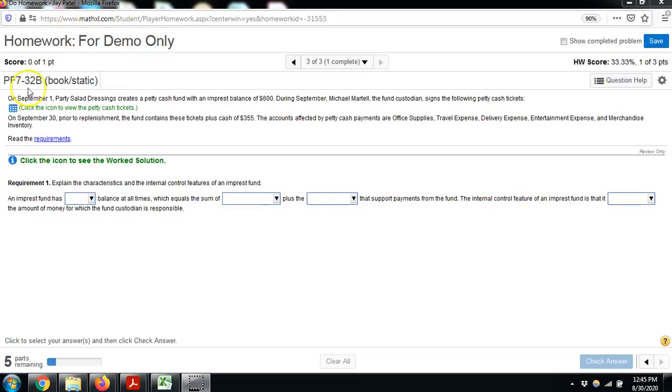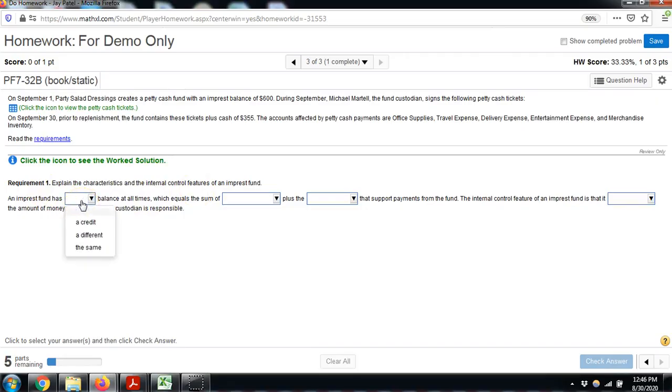This is PF7-32B. It's a problem that goes through the petty cash accounting system. So let's start with the first one. Explain the characteristics and internal controls of the imprest fund.